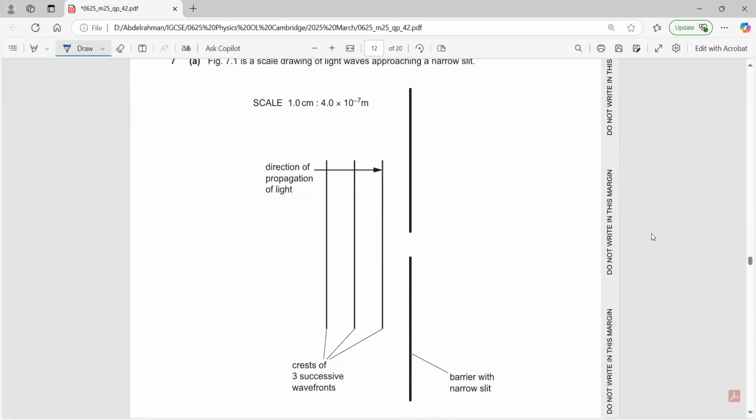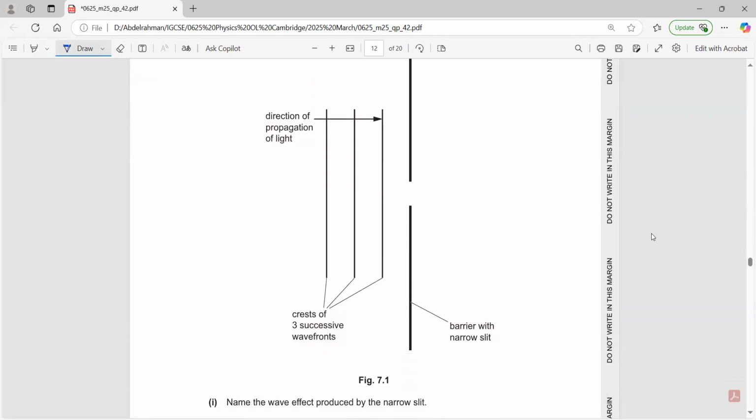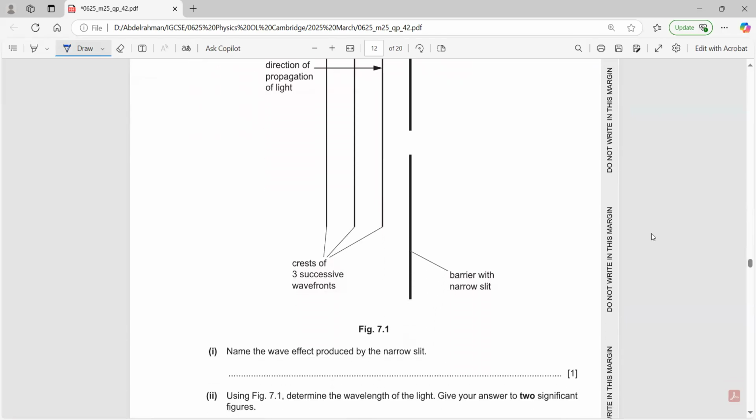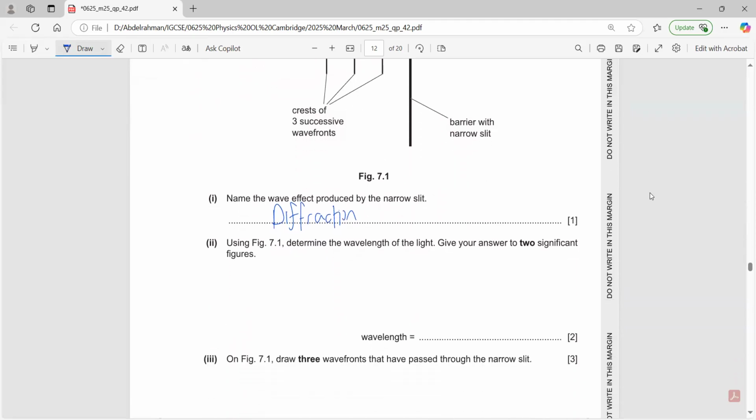Figure 7.1 is a scale drawing of the light waves approaching a narrow slit. Okay, these are the waves moving this direction. Name the wave effect produced by the narrow slit. The wave effect produced by the narrow slit would be diffraction, yes. Using figure 7.1, determine the wavelength of the light. Give your answer to two significant figures.